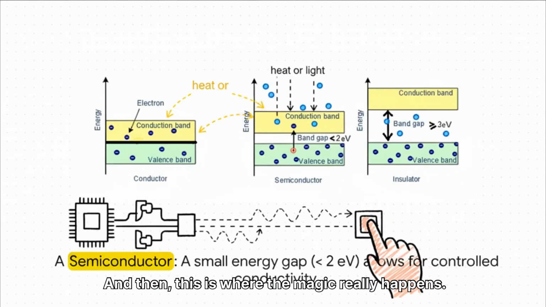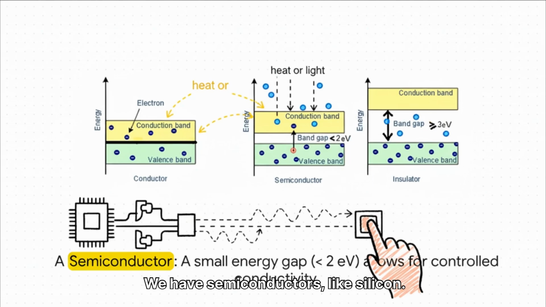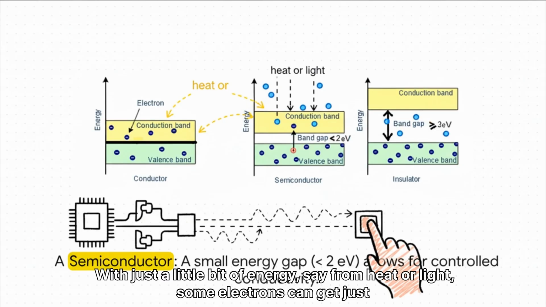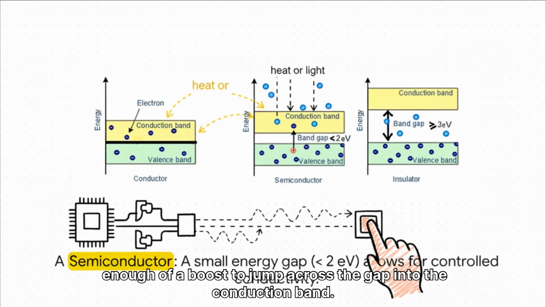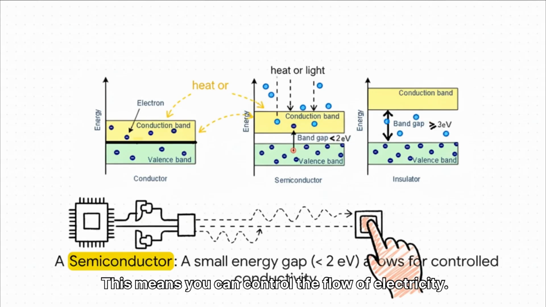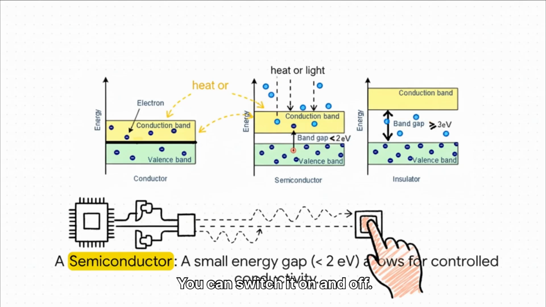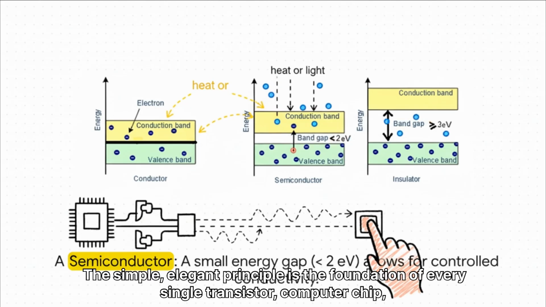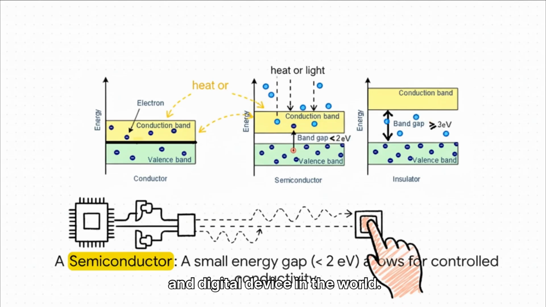And then, this is where the magic really happens. We have semiconductors, like silicon. Here, the energy gap is just right. Not too big, not too small. It's bridgeable. With just a little bit of energy, say from heat or light, some electrons can get just enough of a boost to jump across the gap into the conduction band. This means you can control the flow of electricity. You can switch it on and off. This simple, elegant principle is the foundation of every single transistor, computer chip, and digital device in the world.